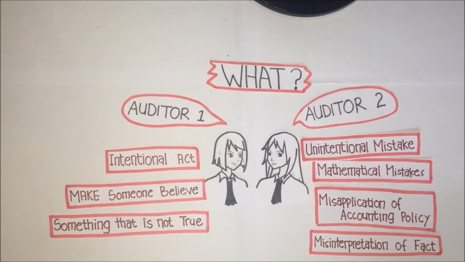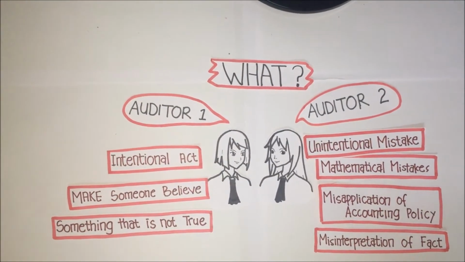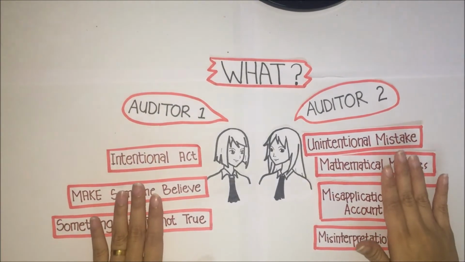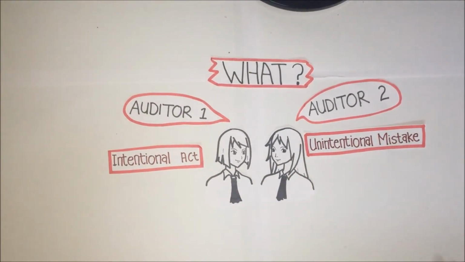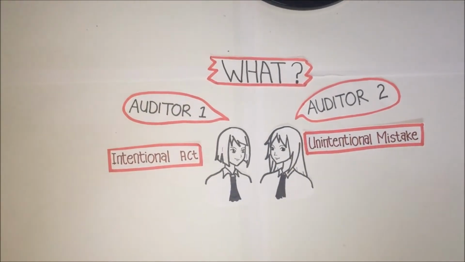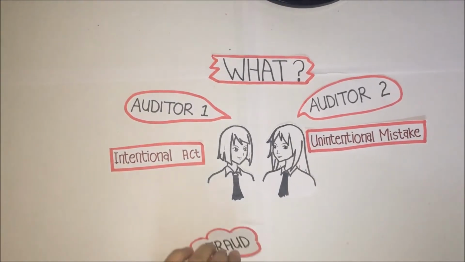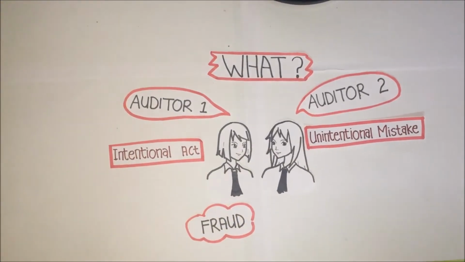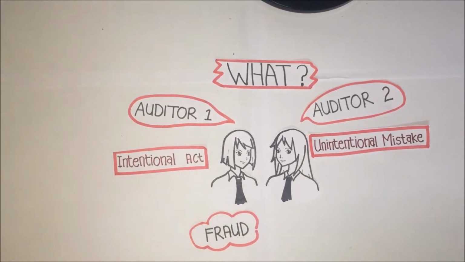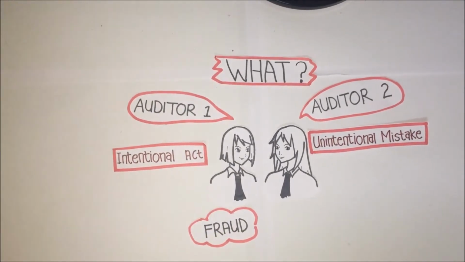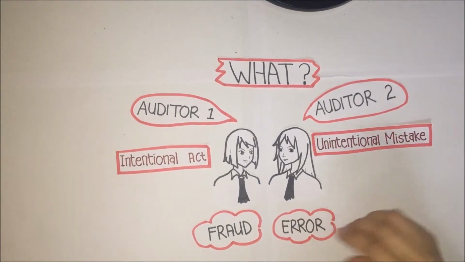So, to give you some hint, Auditor 1, which is intentional act, now that's referred to fraud, while Auditor 2, unintentional mistake, it's referred to an error.